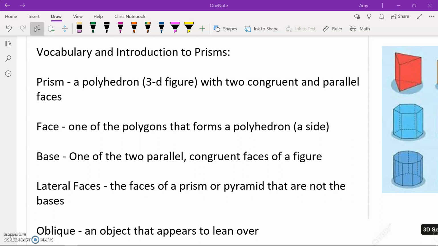So first off, when we are talking about prisms, we are talking about a three-dimensional figure. A polyhedron is just any three-dimensional figure with polygons as the faces. But in a prism, it has to have two congruent and parallel faces. Faces are just the sides of your figure. It is the polygons that you use to form the shape. And when we're talking about those congruent and parallel faces, we're talking about the bases.